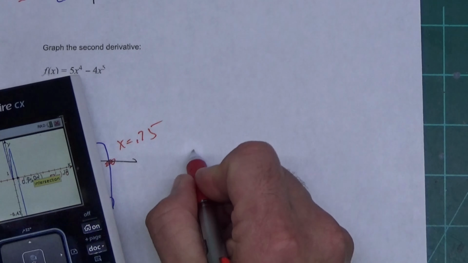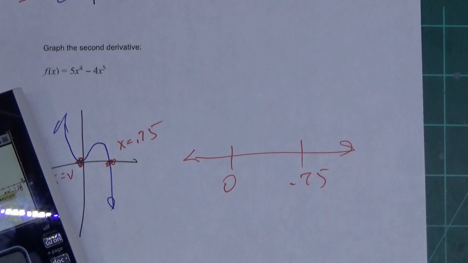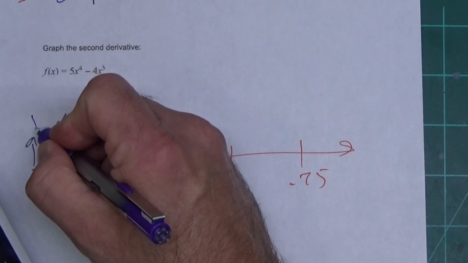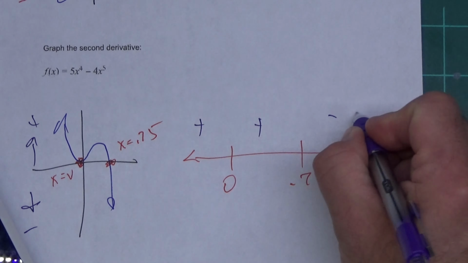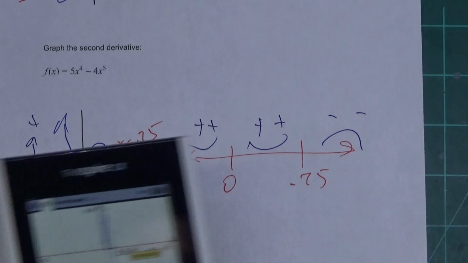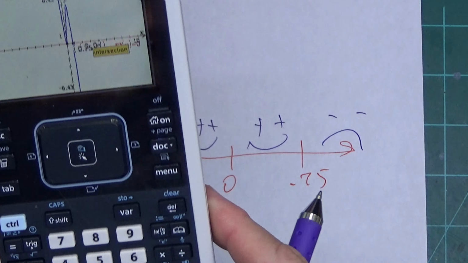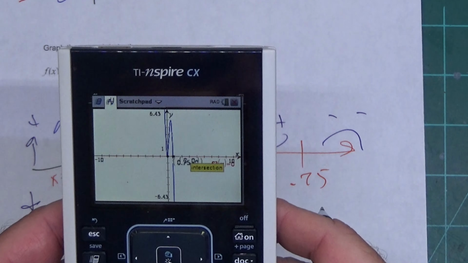Okay, so again, you can make a sign chart with this. You have 0, you have 0.75, and on this side we're positive, this side we're negative. So I got positive, positive, negative, and on second derivatives, I like to write happy and frowny faces for concave up and concave down. There you go. That's how you do this on this calculator. It's my nemesis. I really don't like it.